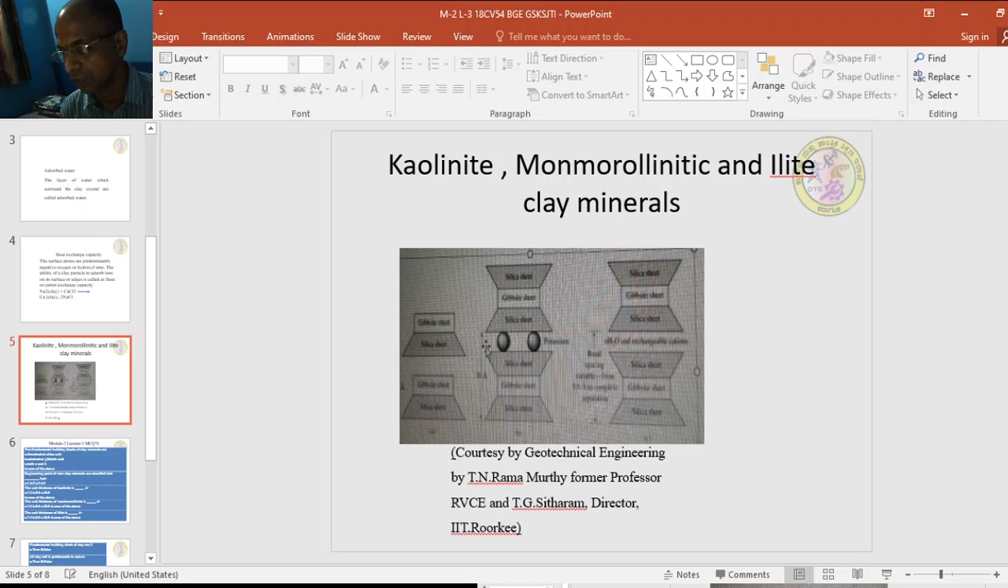Therefore, when water is available it absorbs water, and when some other ions come, it releases the water, so the base exchange capacity takes place, which leads to swell shrink behavior.